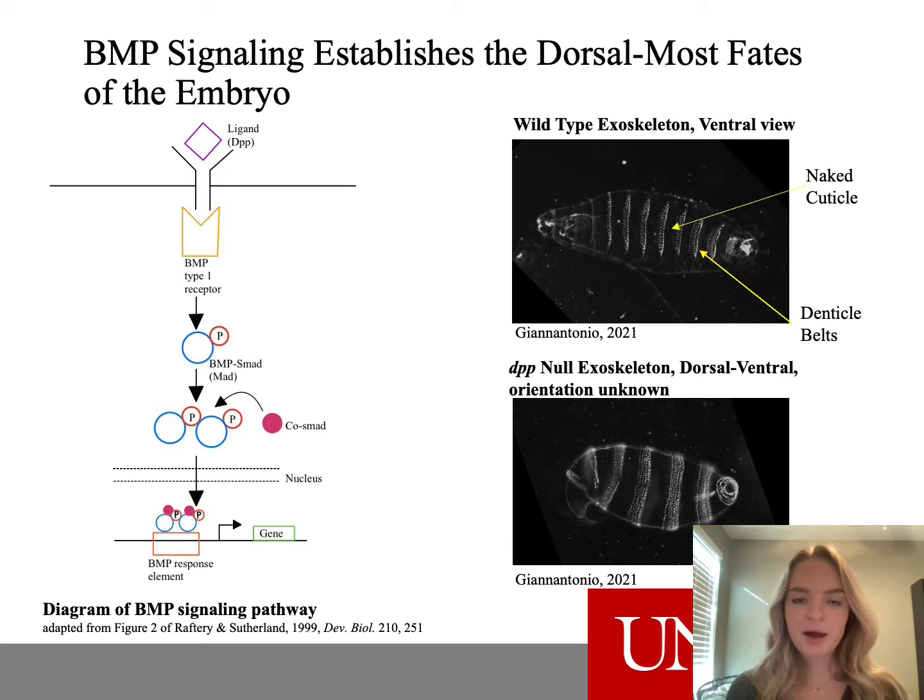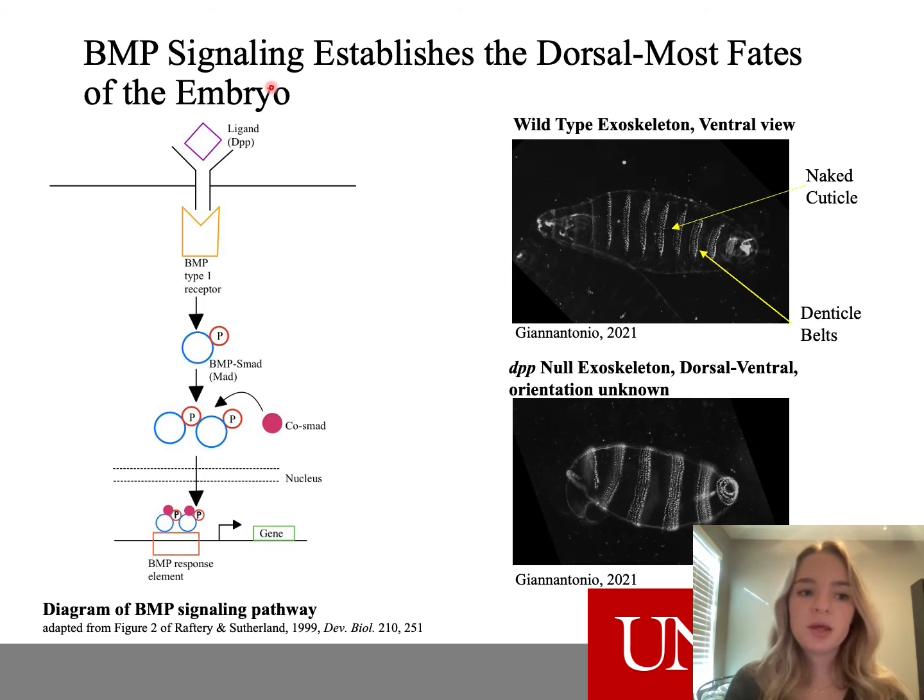The second signaling pathway that I'm going to talk about is BMP signaling pathway, which in Drosophila establishes the dorsalmost portion of the embryo. Now, in the wild-type embryos, we see the denticle belts only along the belly portion of the embryo. While when BMP isn't active, there's no signal that tells those denticle belts to only stay in the belly, and they end up wrapping around the whole embryo, reaching into that dorsal portion.